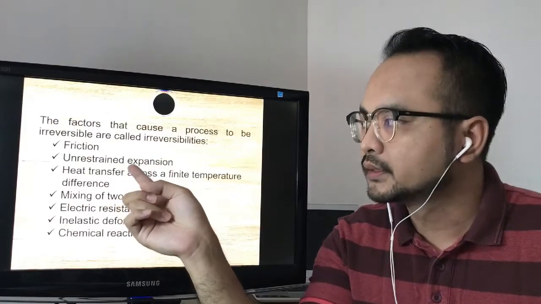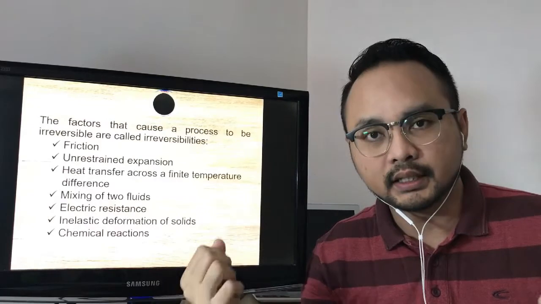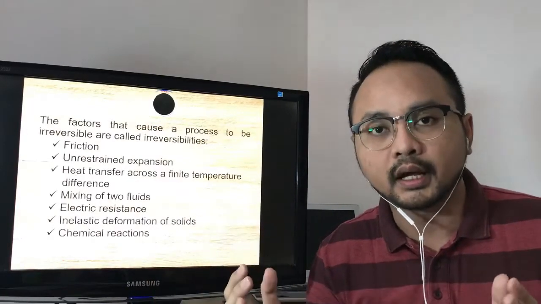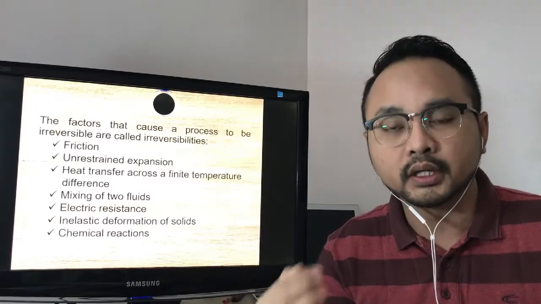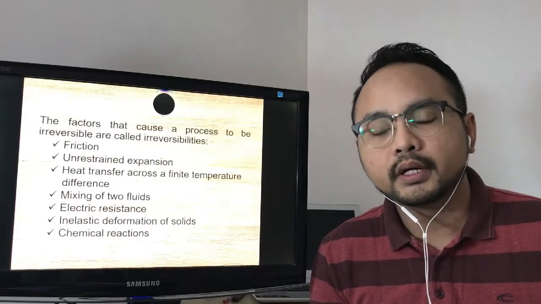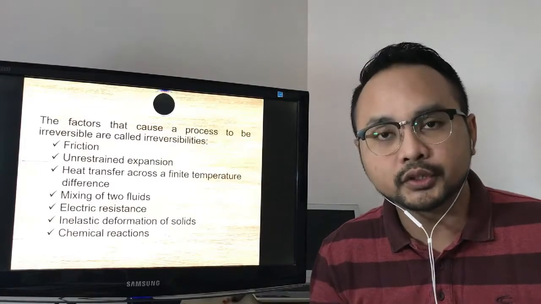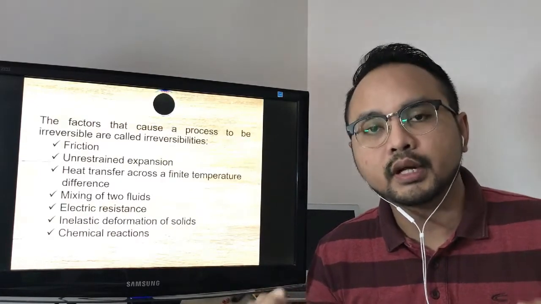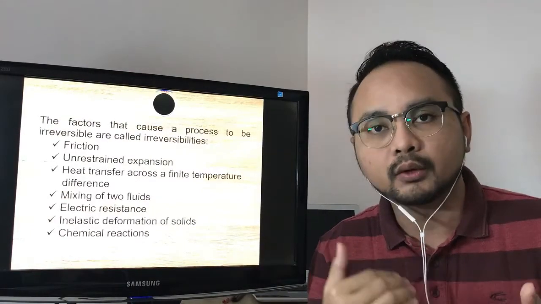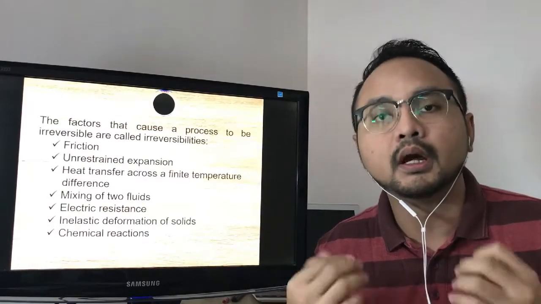The same goes for unrestrained expansion. We have a spring and we pull it until it exceeds its limit, so that spring will not come back to its original length. So that spring is also undergoing an irreversible process. And even chemical reactions: we react reactant A and reactant B, and lastly it will produce product C. If this product C cannot be reversed back into its constituent reactants, reactant A and reactant B, then this chemical reaction is categorized as an irreversible process.